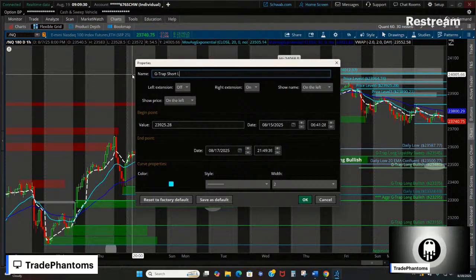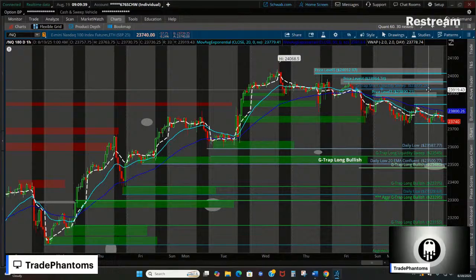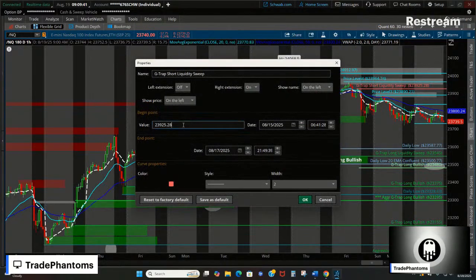Which would be bearish, and also is going to be what's called a trap and a liquidity sweep above these two daily highs and the Globex high. All right, so 23,925.